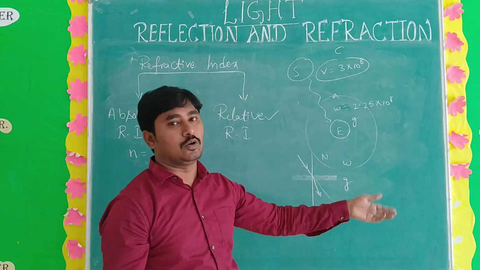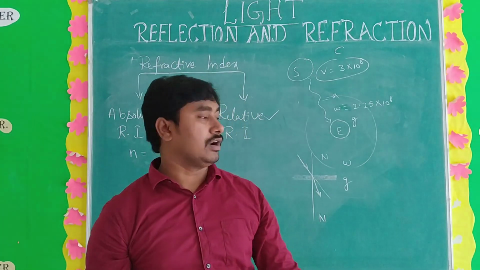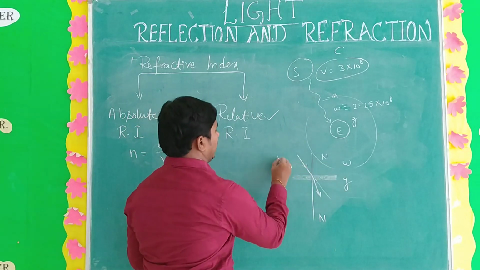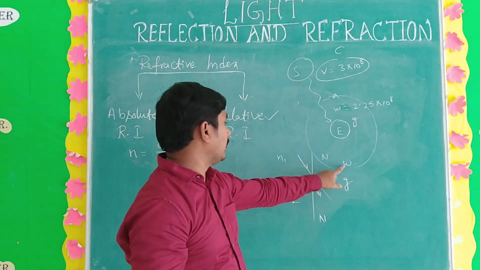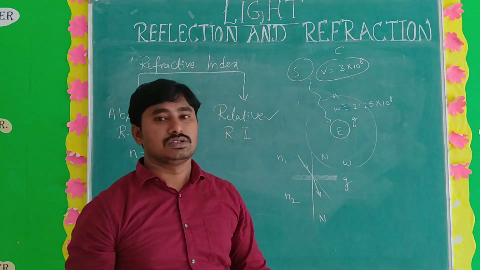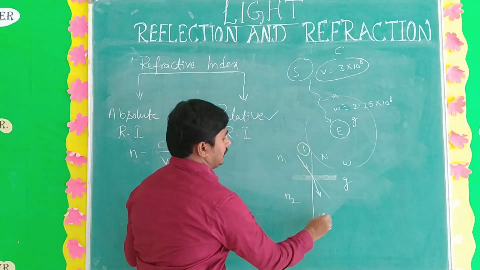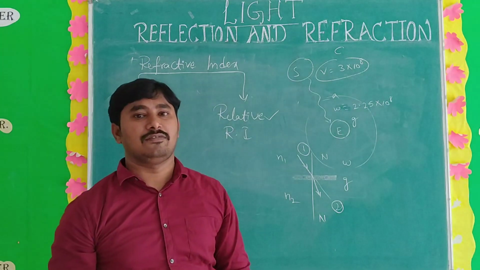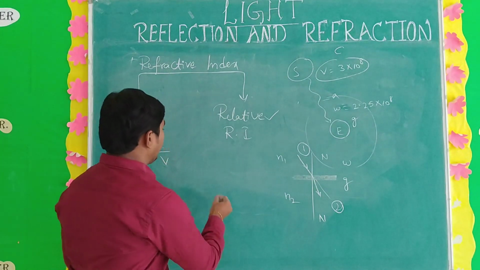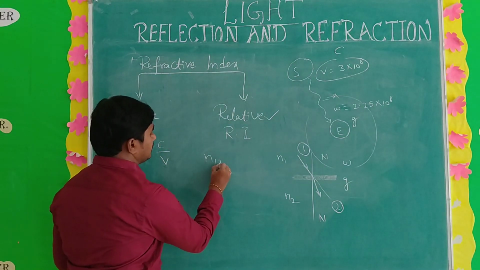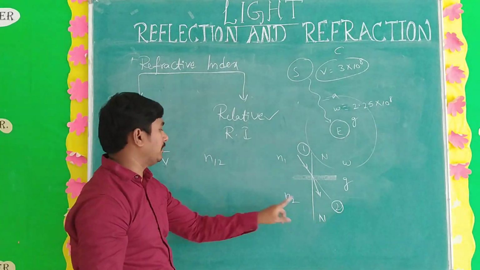Already I explained last time how to find this. In this condition, light travels from one medium to another medium. For example, water has refractive index N1 and glass has refractive index N2. Light travels from the first medium to the second medium. So in this case, you have to write N12, for light travelling from first medium to second medium.